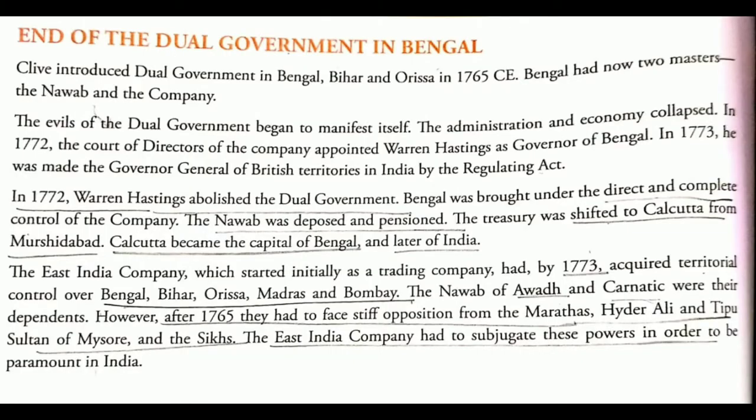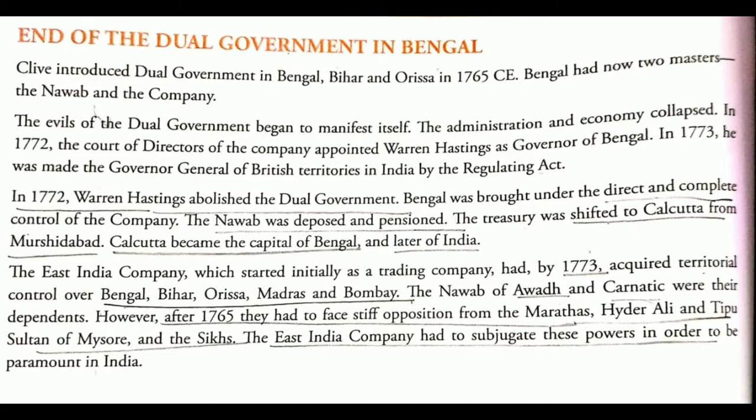Here I'll explain how Bengal was being ruled by two masters, one the Britishers and the other the Nawab. Such a government, when two rule over one particular land, we call a dual government. The term has been applied: dual government. So Clive introduced dual government in Bengal, Bihar and Orissa in 1765 CE.